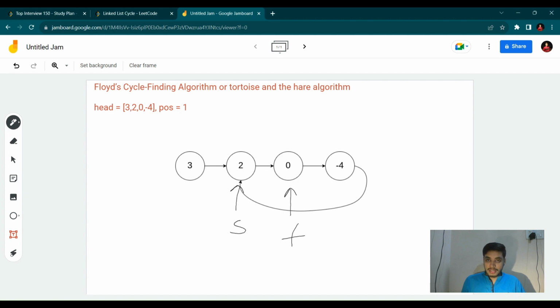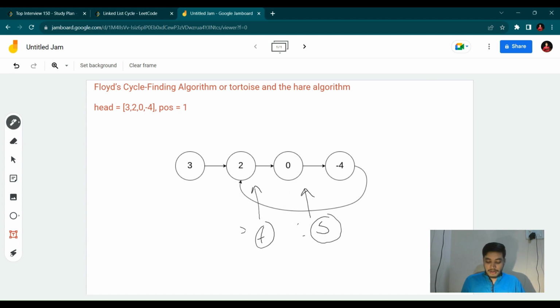Now again, in the next move, slow moves again, so slow will now come to this position, and the fast pointer will now come to this position. And why is that? Because we have a cycle, so it is going to move to the two positions. So let's remove these ones.